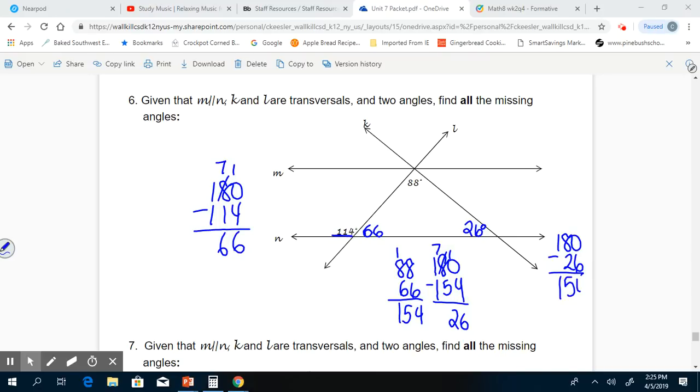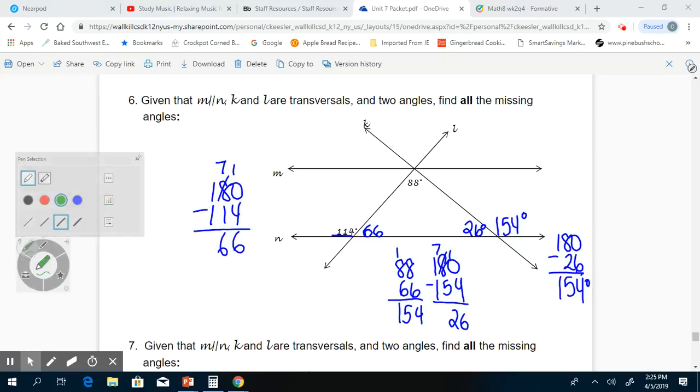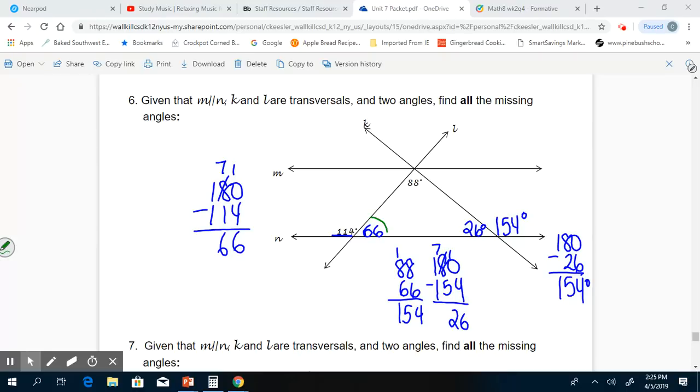And we get 154 degrees again. So now I can find some vertical angles. If this is 66, this is also 66. If this is 114, this is also 114. If this is 88, this is also 88, all due to vertical angles. If this is 26, then this is 26. If this is 154, then this is 154.